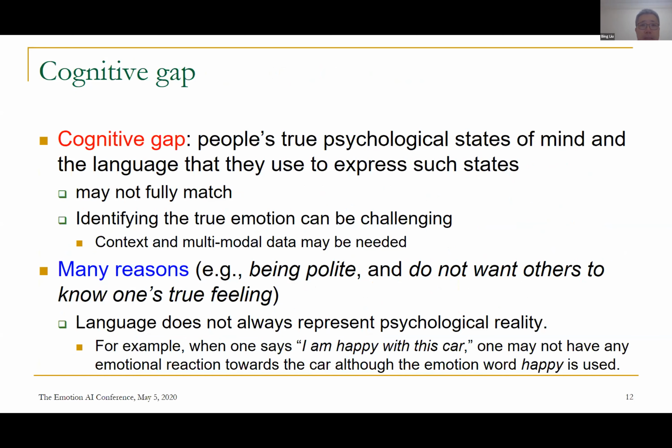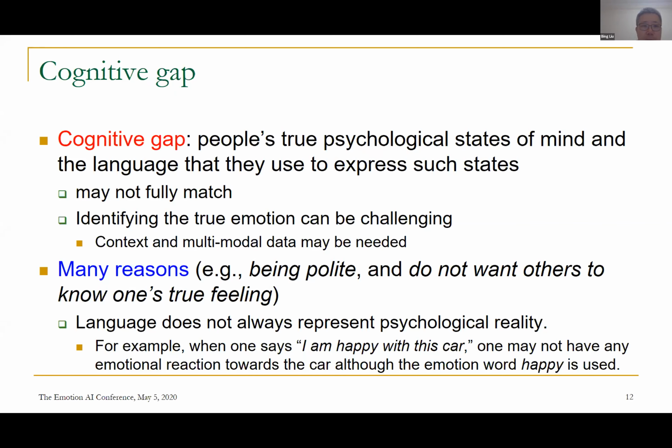Another thing that is quite important is that there's a cognitive gap. When people feel a particular emotion, they may not say so. So the language they use and what they feel may not match. And of course, there are many reasons. Sometimes they're just being polite, and also you probably don't want people to know what kind of emotions you have. Which makes detection difficult.